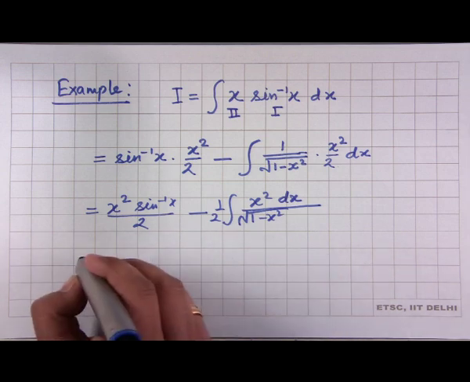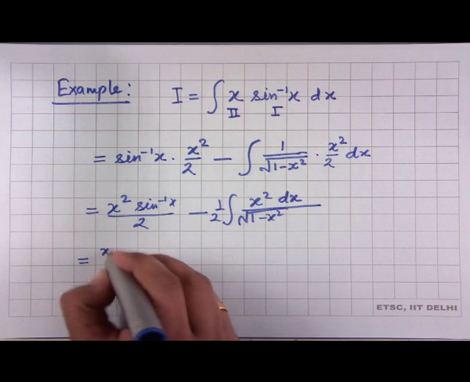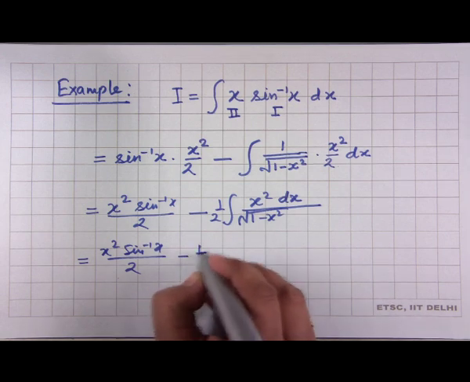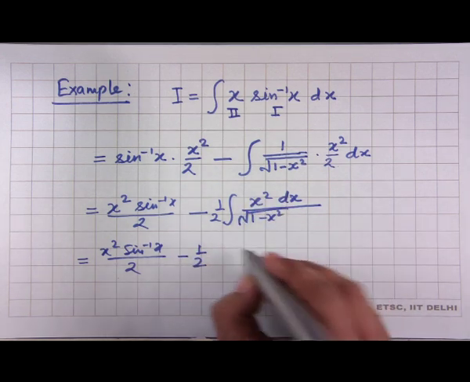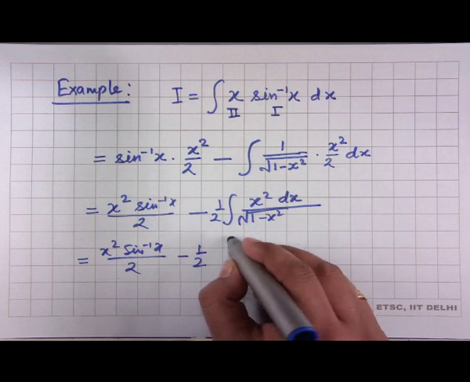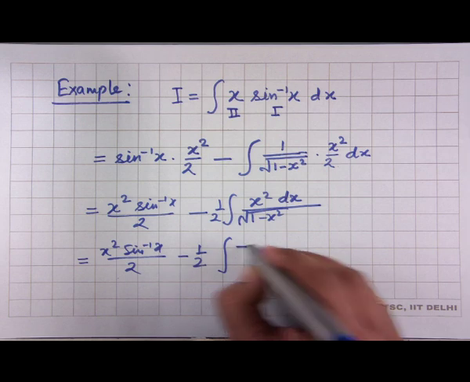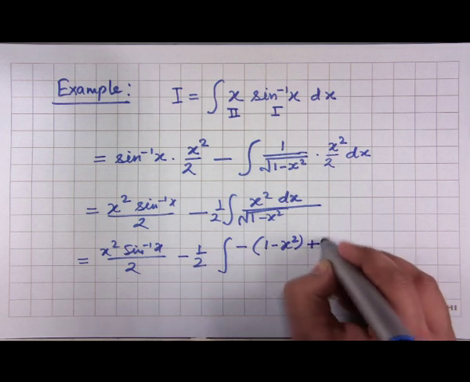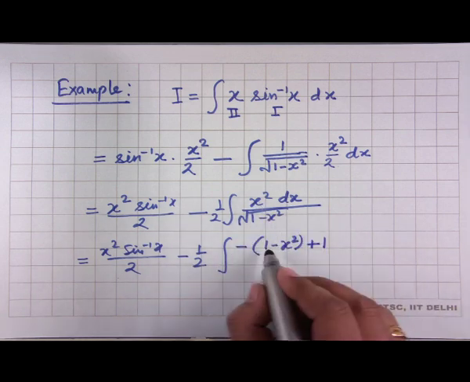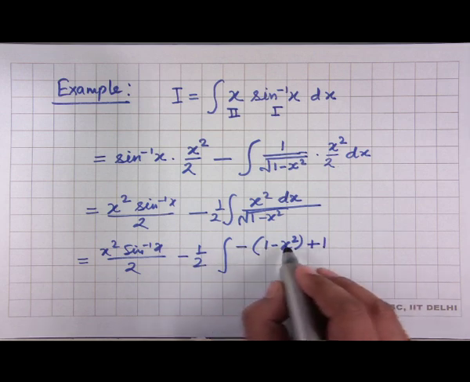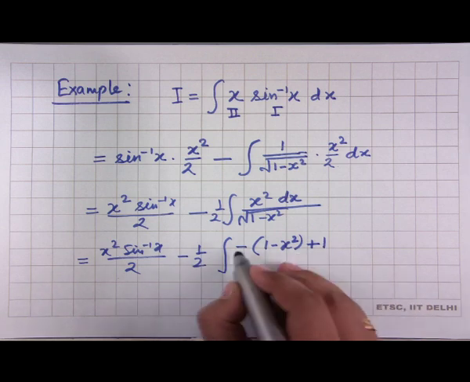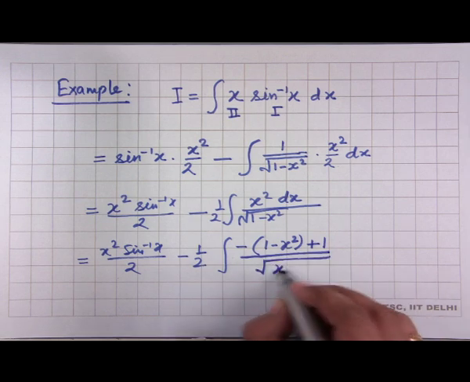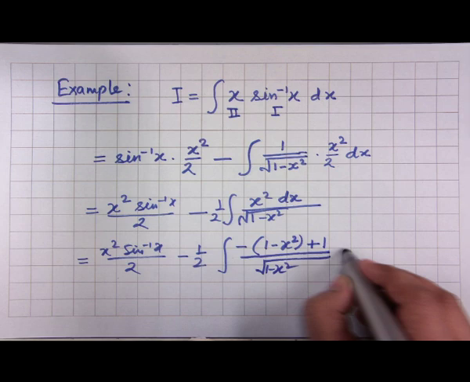So, I write it as x square sin inverse x by 2 minus 1 half, and this integrand I write as integration of minus of 1 minus x square plus 1. So, what did I do here? I have added 1 and I have subtracted 1. So, minus 1 plus x square plus 1. So, 1 gets cancelled. So, I will get x square divided by square root of 1 minus x square dx.